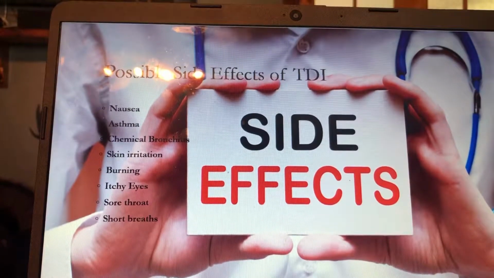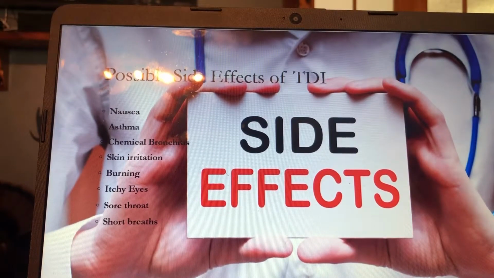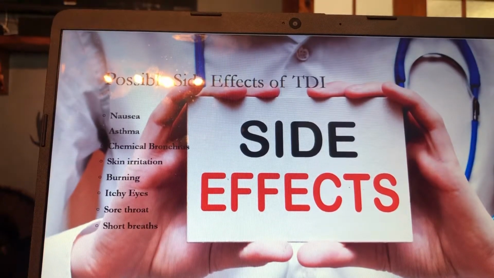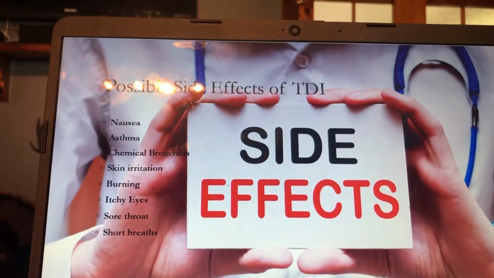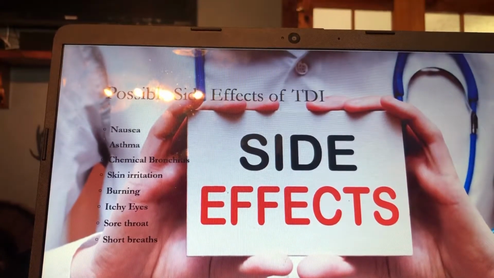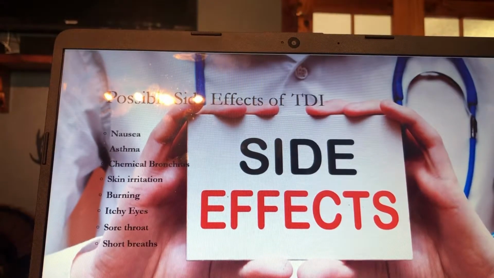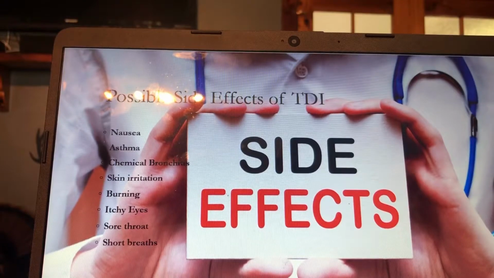Side effects of TDI can include nausea, asthma, chemical bronchitis, skin irritation, burning, itching eyes, sore throat, and short breaths. Many of these side effects have to do with indoor air control and air quality. It is very important to make sure you have the correct equipment along with the processes and programs implemented to ensure that the side effects do not get too serious.